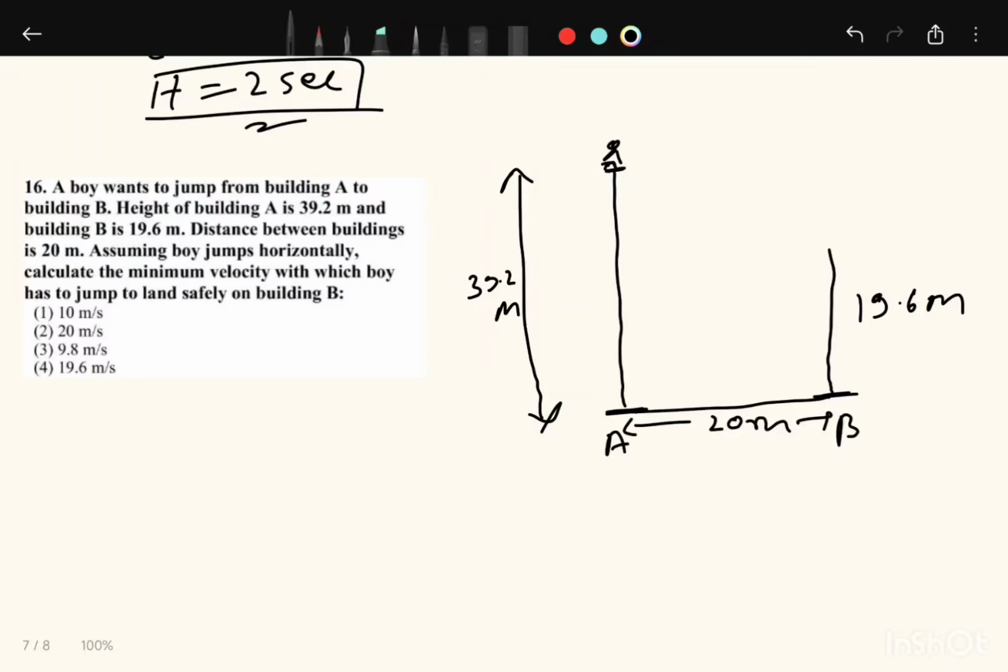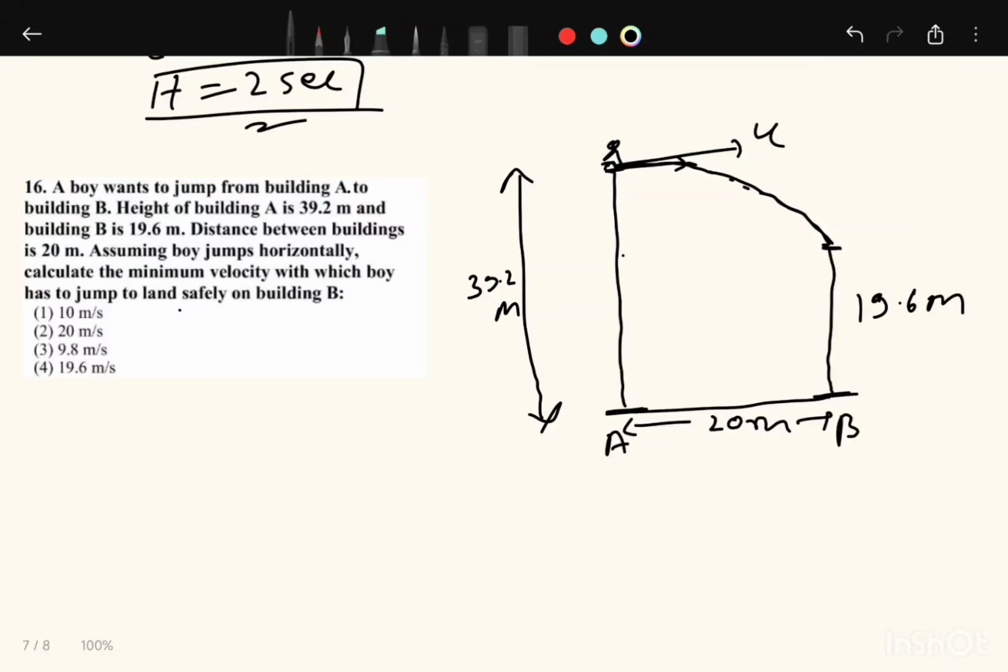So he wants to jump from this building A to this building B, right? A boy jumps from building A to building B, right? So we have to calculate the minimum velocity with which the boy has to jump to land safely on the building. Okay, the boy is landing safely. We have to find that velocity. So with which horizontal velocity should that boy jump so that it will reach here safely. Okay. So what is that horizontal velocity?